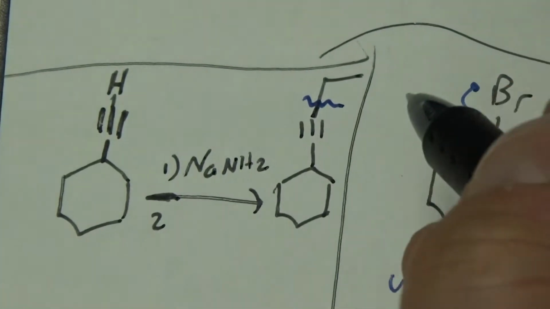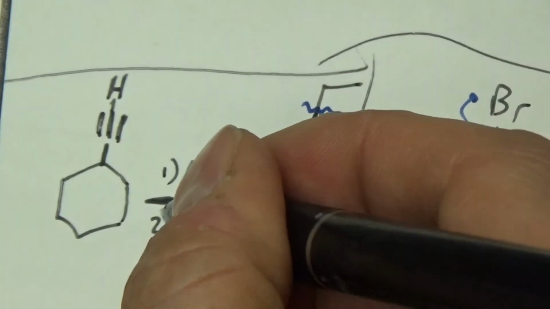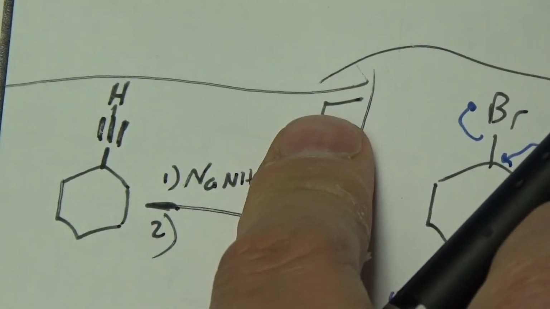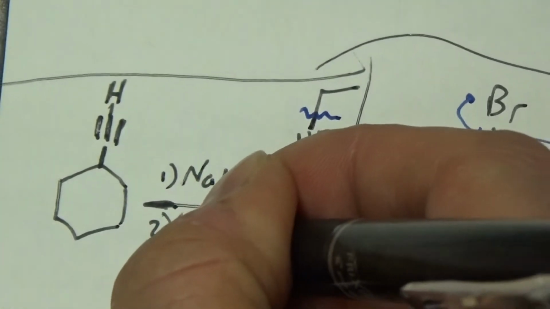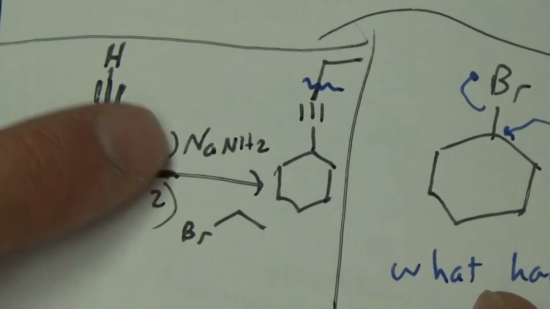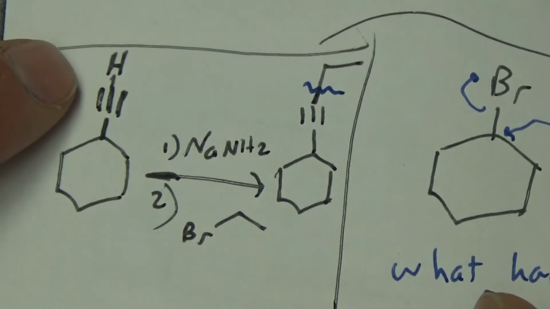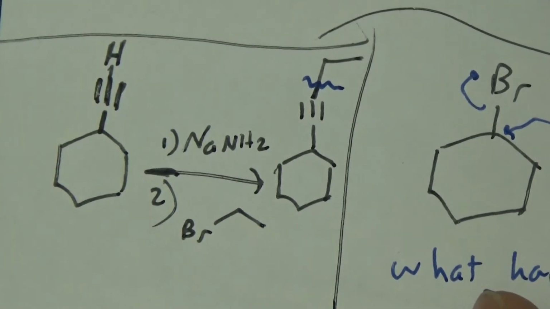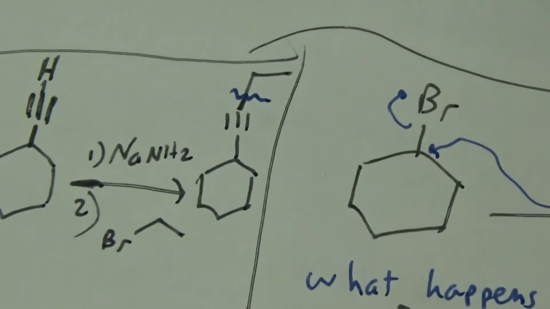And now at this point I need to attach a 2-carbon piece. It's a 2-carbon piece with a leaving group on it, so bromoethane. Right, that would do it. Base takes proton, it makes an alkynyl anion, and then the alkynyl anion attacks bromoethane and you get the product. Okay? Cool.